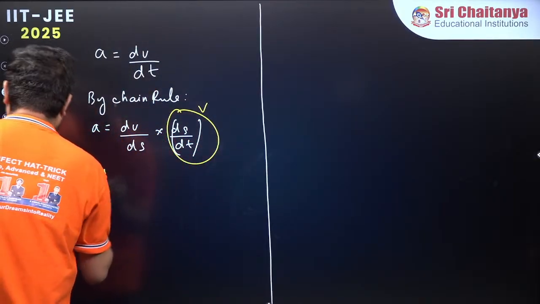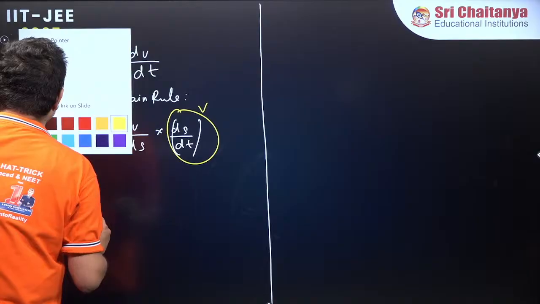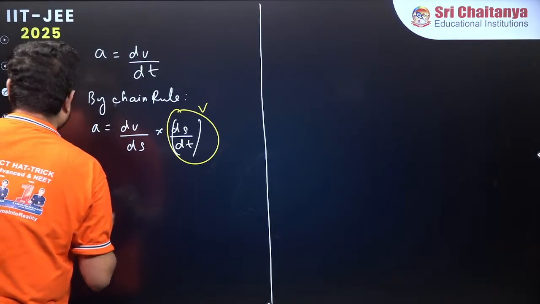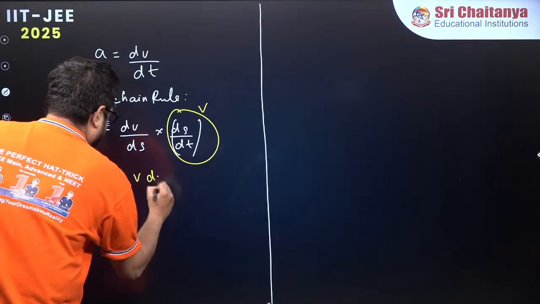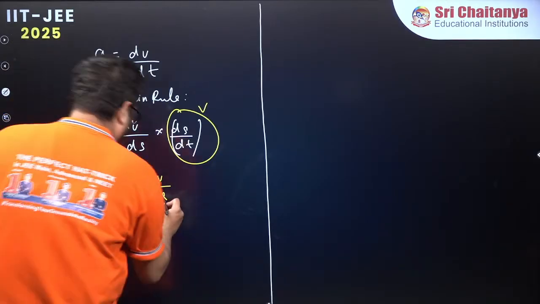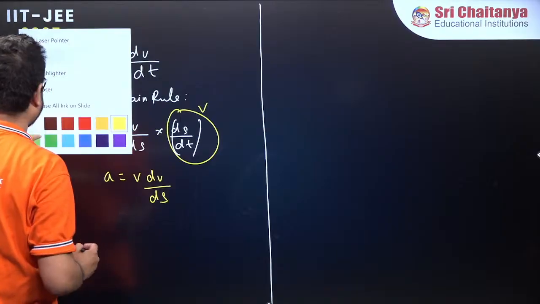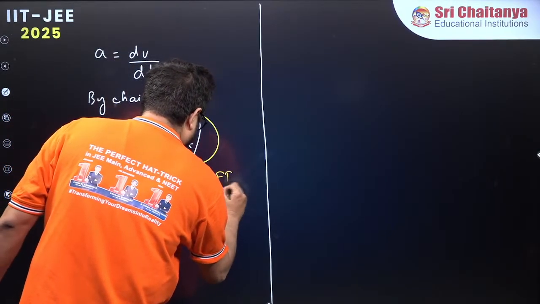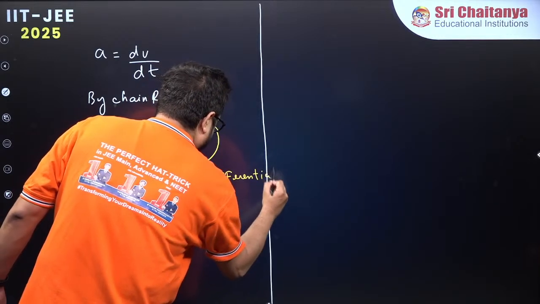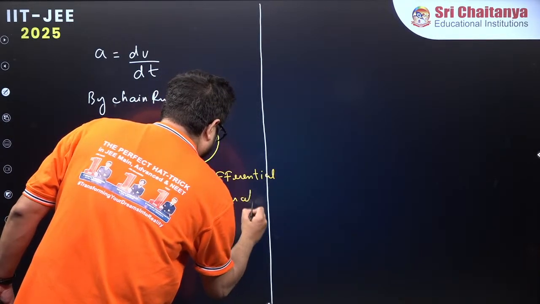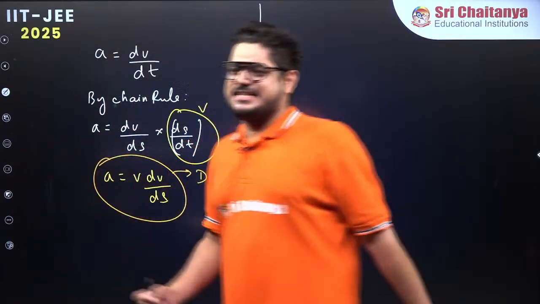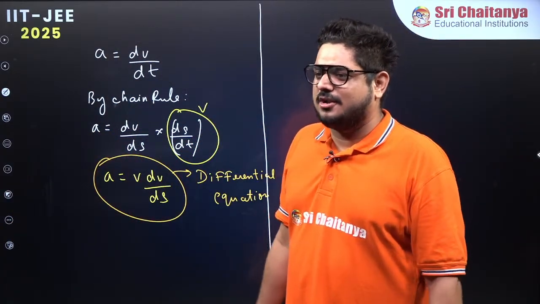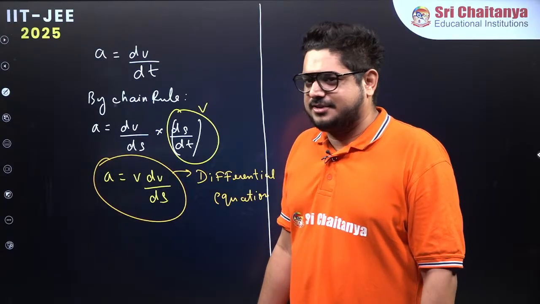So a can be written as v dv by ds. Once again we are getting a differential equation. Once again there comes a differential equation. Right everyone? How do we need to solve? Yesterday I gave a question as a homework, if you can recall, isn't it? So it was following the same trend itself.